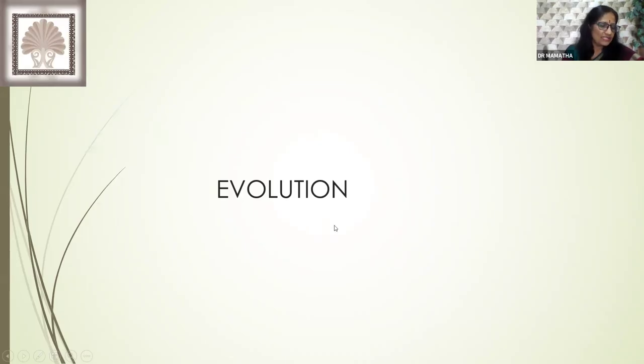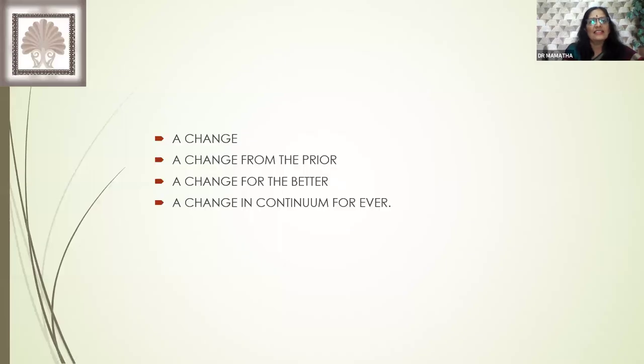So firstly, what is evolution? Evolution is nothing but a change. It's a change from the prior, from what exists previously. It's a change for the better. Something improved. And it's a change in continuum forever. It never stops. We don't know when it started and when it's going to end. It is a continuous process of evolution.